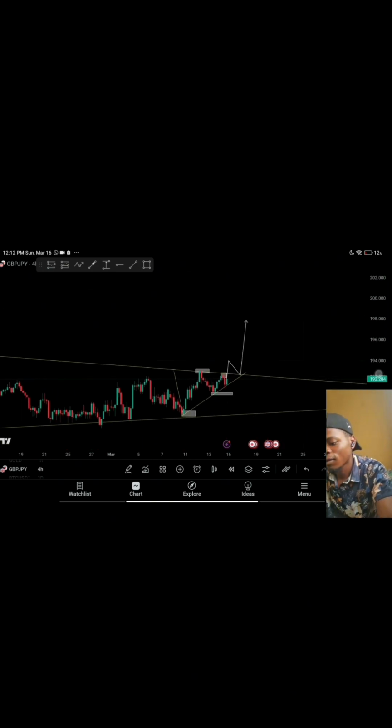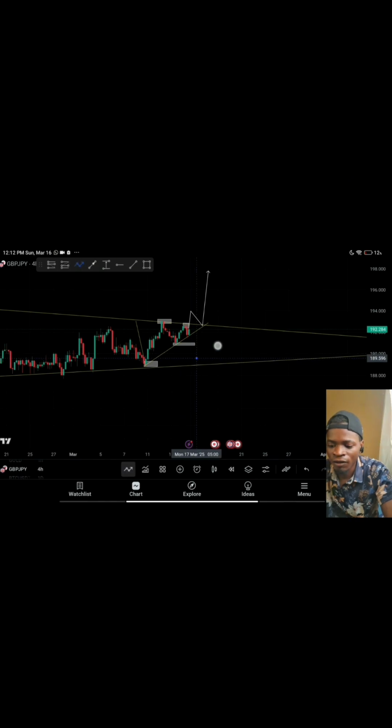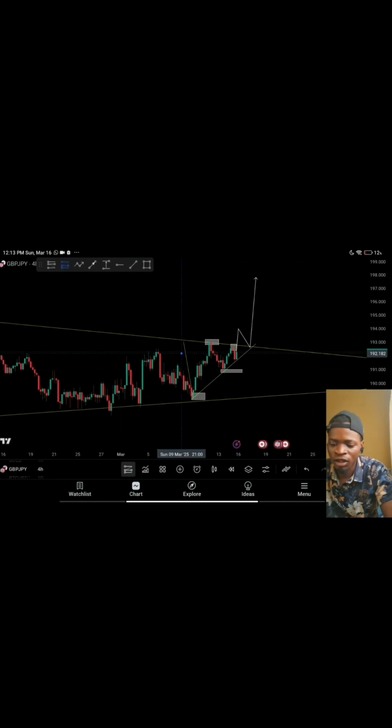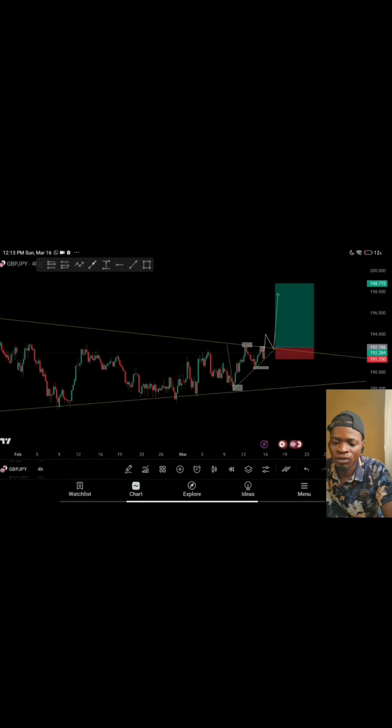Or if the market should break below this resistance here and give us a retest, then we might sell to this trend line again. So this is what we are actually expecting price to do on GBPJPY. Whenever you see the market break above this resistance and give us a retest right here, you enter your buys, giving us almost 7 RR on this trade.